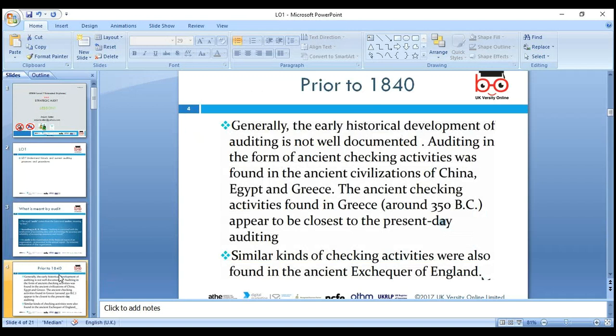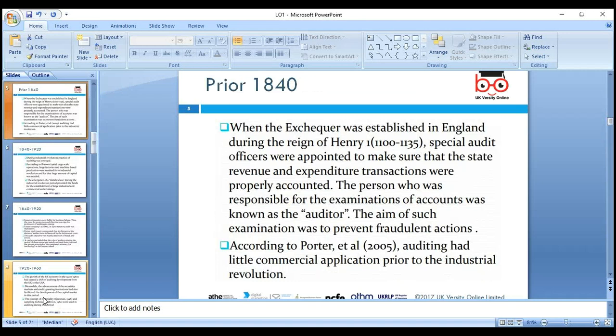So prior to 1840, the early historical development of auditing is generally not well documented. Auditing in the form of checking activities was found in the civilizations of China, Egypt, and Greece, back in 350 BC. We can look at it as the closest to auditing today. Similar checking activities were also found in the ancient exchequer of England, when power was in place throughout most of the world.